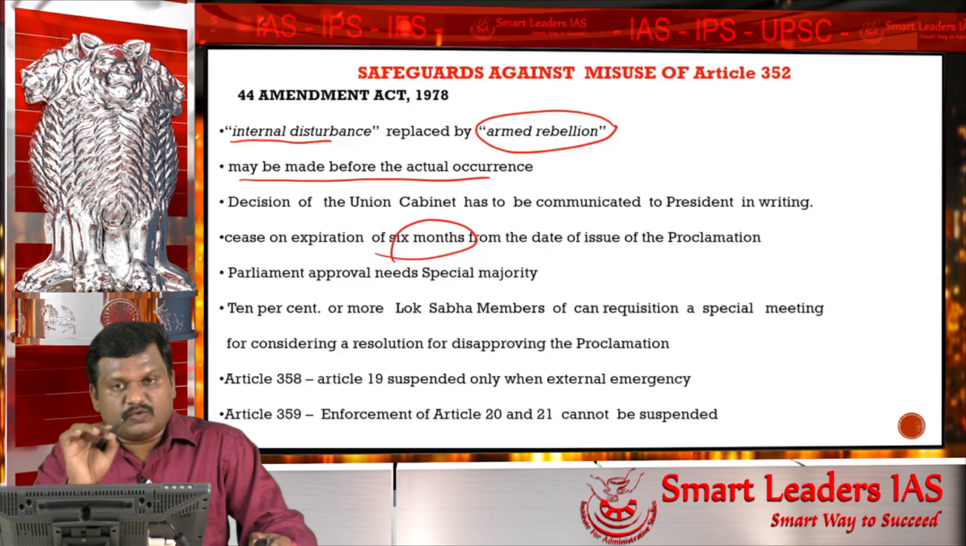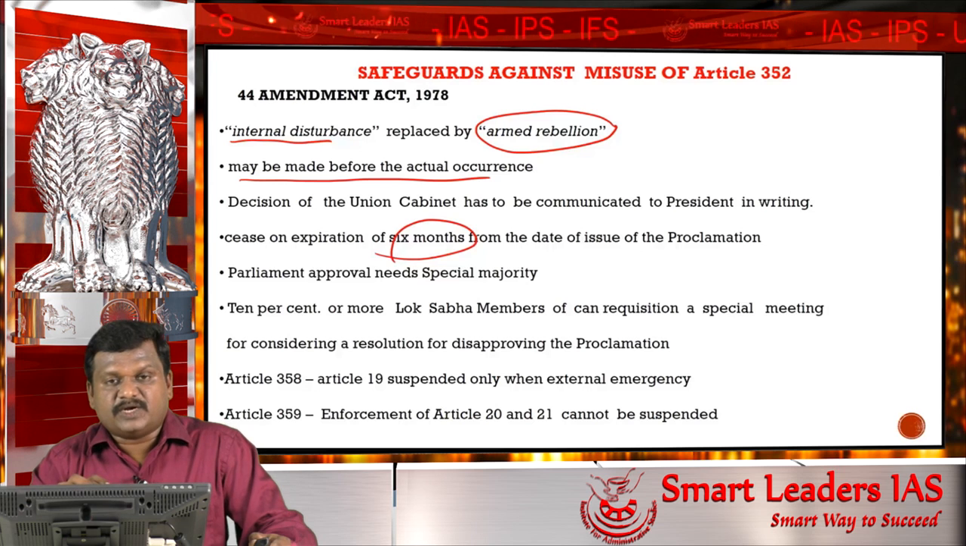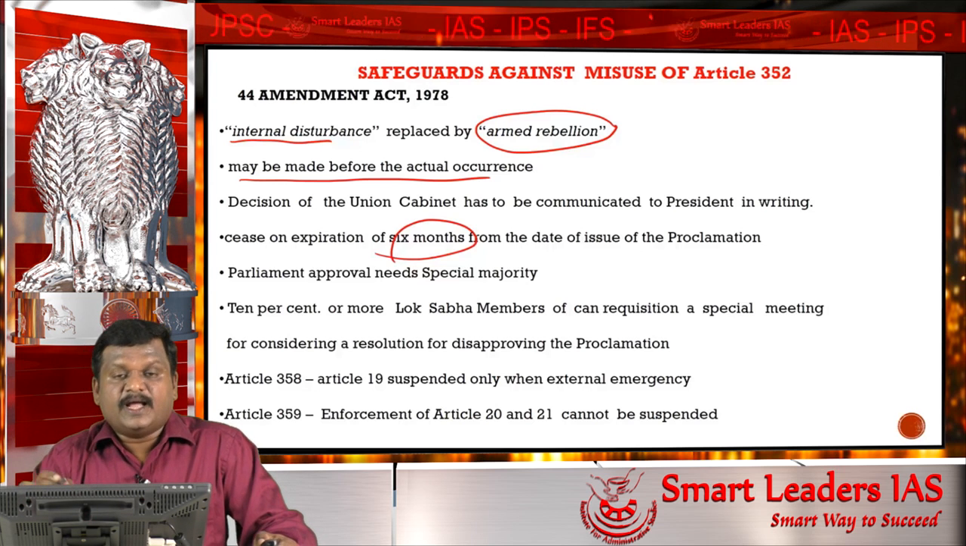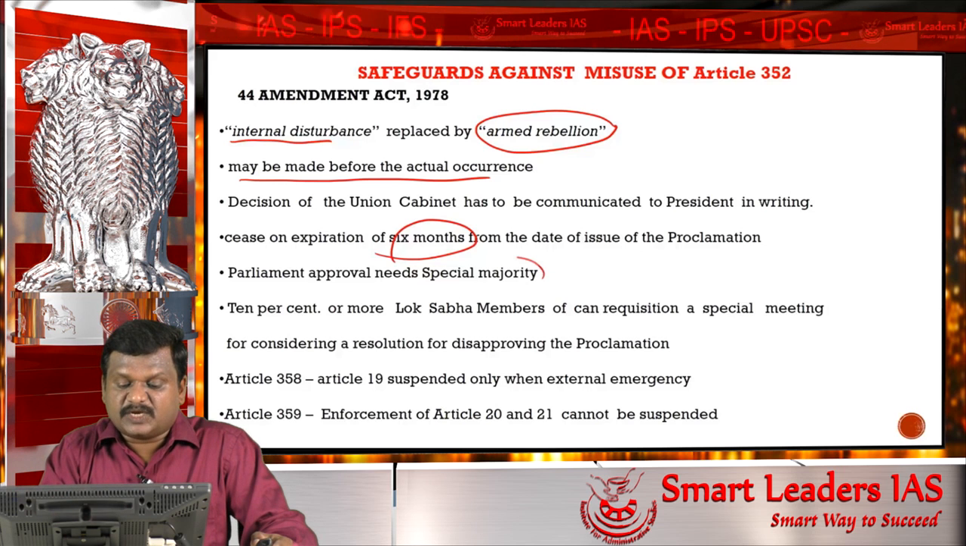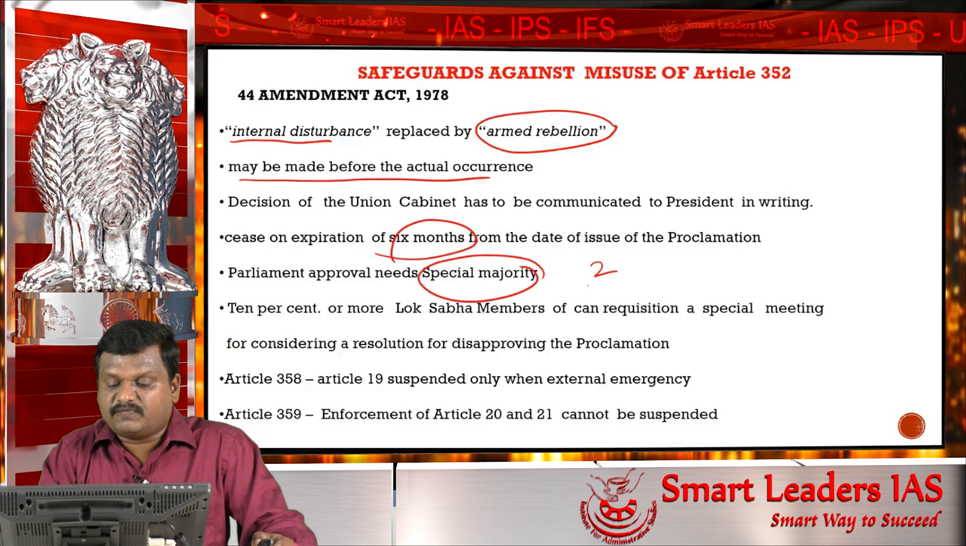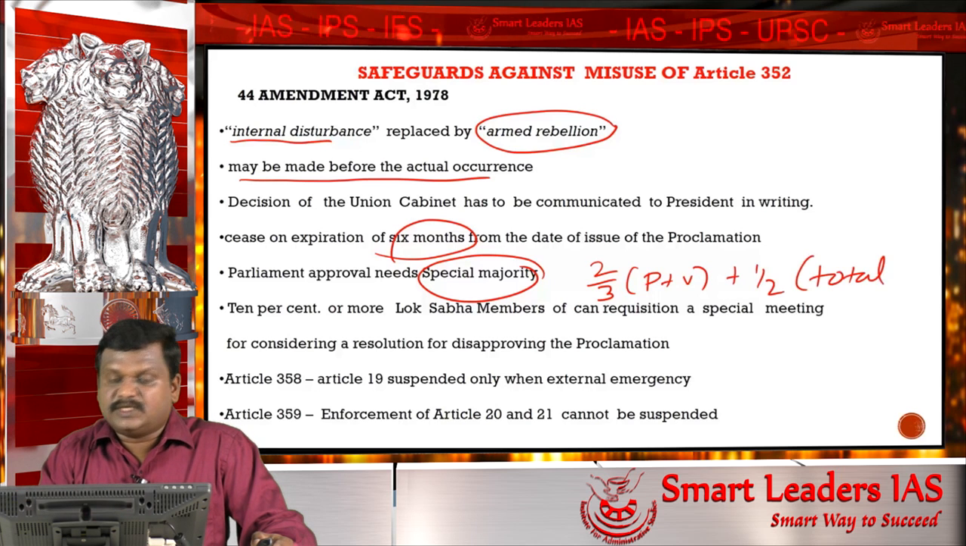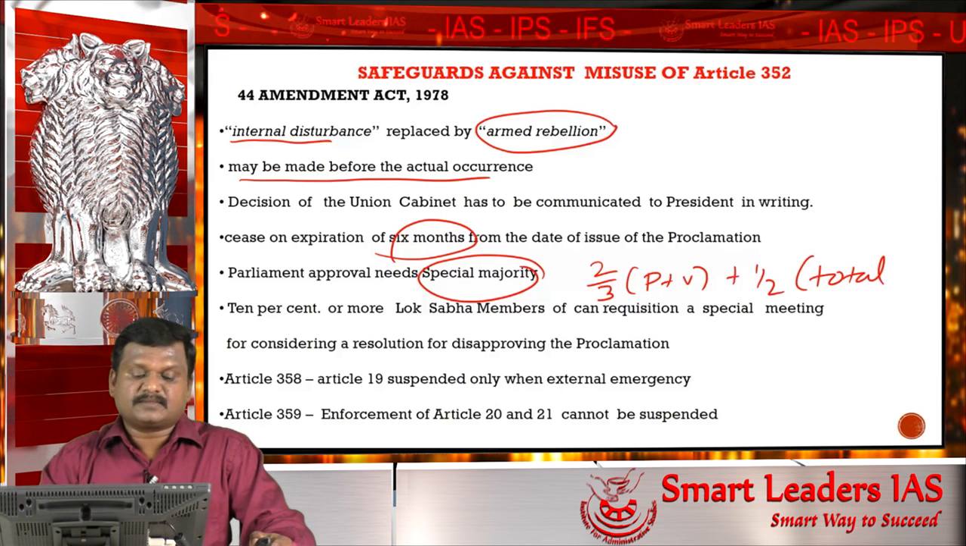Earlier, in the original constitution, it required only a simple majority, that is half of present plus voting, and that is replaced by a special majority, which is a majority of 2/3 present plus voting plus half of the total strength of the house, each house sitting separately.